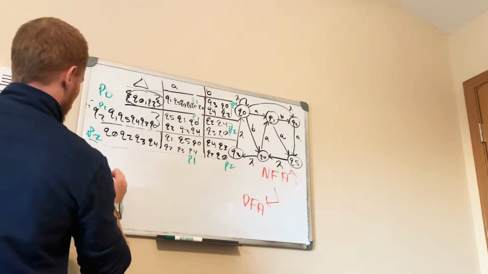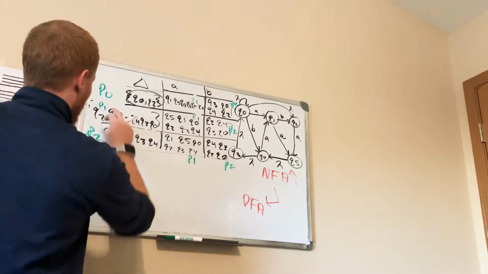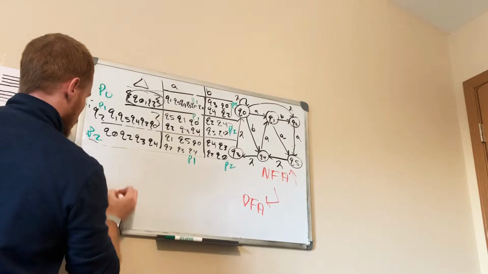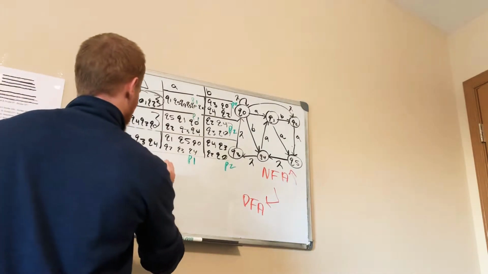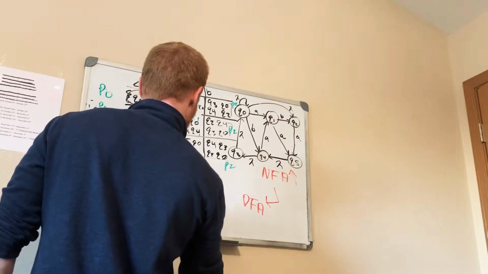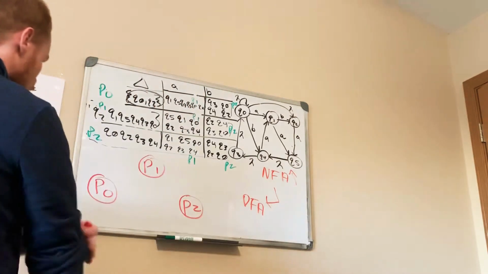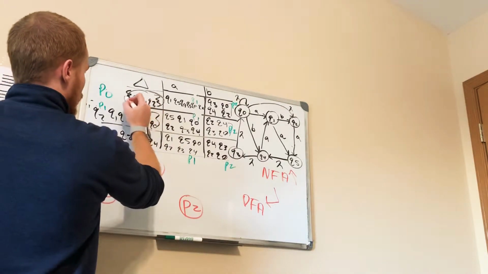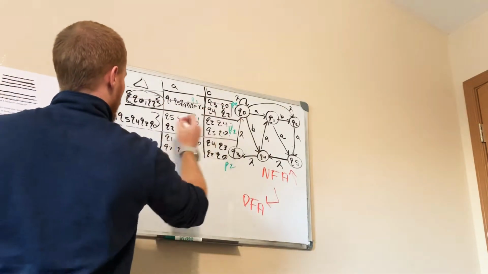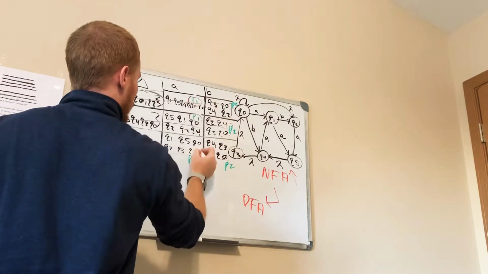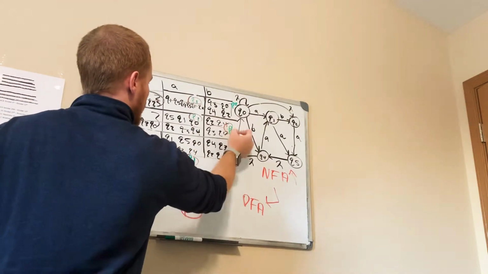So what we have is we're going to have a P0 state. It looks like we have three states: P0, P1, and P2. You can use this table, you don't have to look at these anymore. We can look at these: P1, P1, P1, P2, P2, P2.